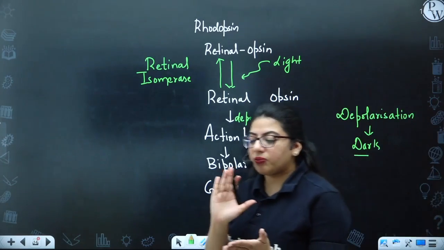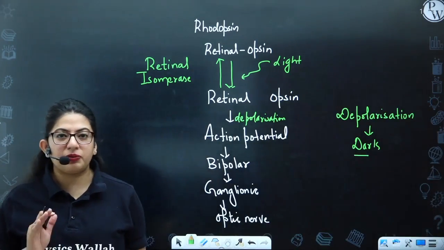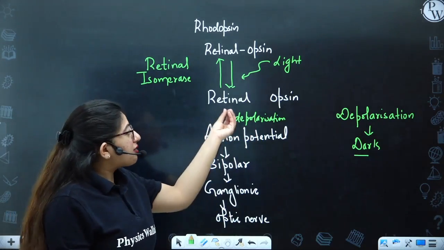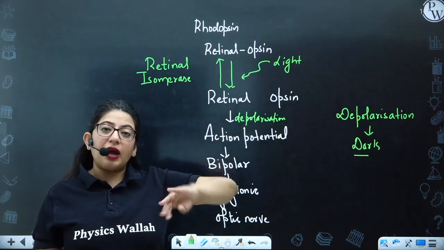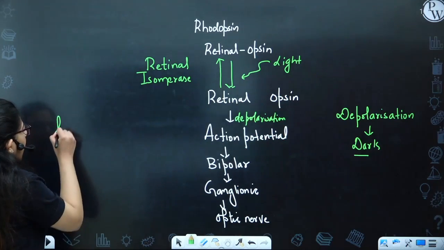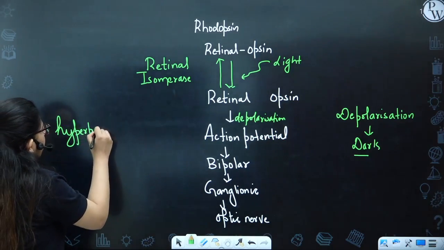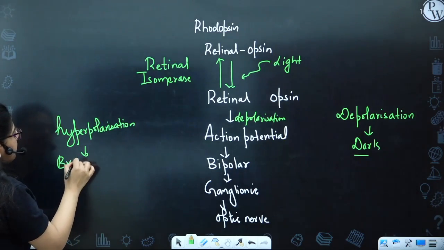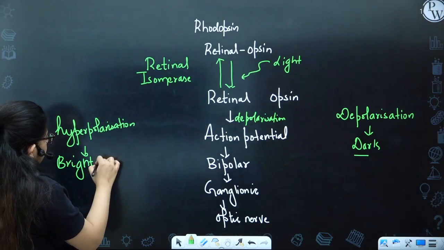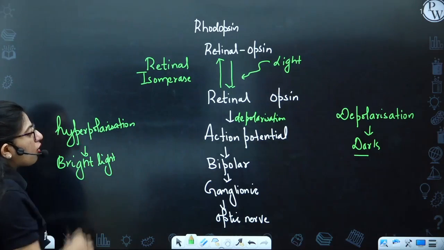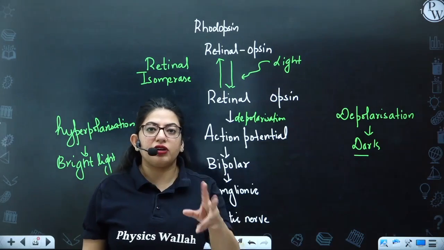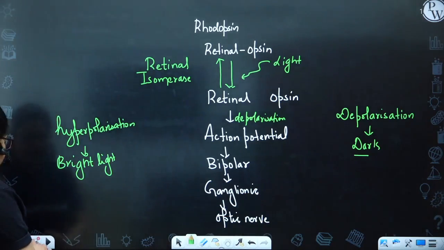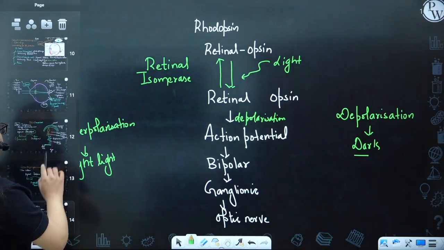What if I am explaining about cones? If I'm explaining about cones, I will never use the word depolarization here. There, with the association of retinal and opsin, hyperpolarization occurs. So whenever hyperpolarization occurs, you are talking about bright light. So during bright light, the cone undergoes hyperpolarization, and during dark, your rods are undergoing depolarization. So depolarization gives the stimulus of dark. Okay. All right. So this is about the eye. Now let's talk about fovea.